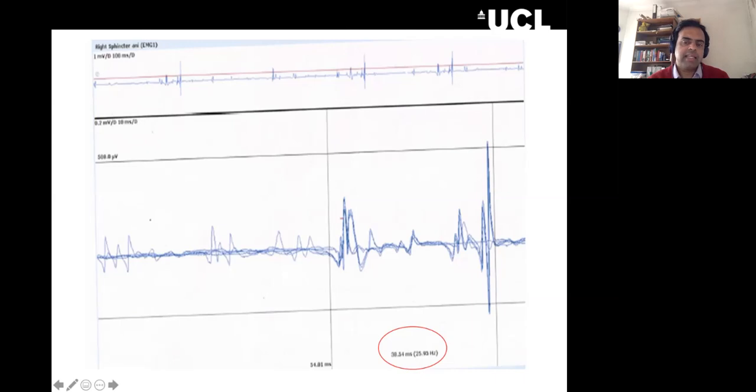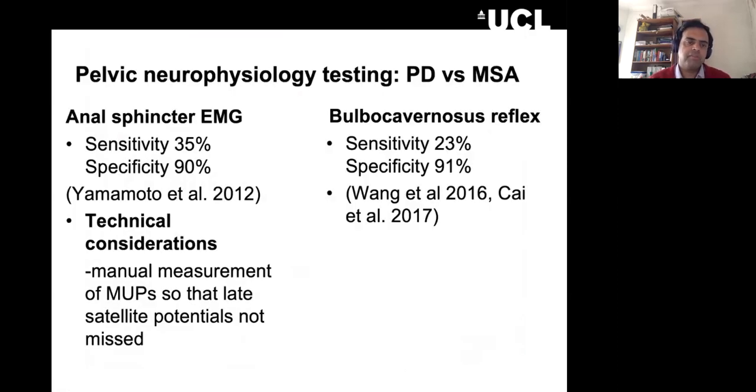Now, the key bit here is that the operator must measure the duration of the motor unit potentials themselves. They shouldn't leave it to the machine, because what the machine does to this motor unit potential is it splits it up, and you get 1, 2, 3 different motor units that the machine records rather than the single one that's there. And so you don't get the 38 millisecond one, but you get multiple small ones if you leave it to an auto-MUP analysis. So it's quite important in MSA that if you suspect it, you should have a manual MUP analysis.